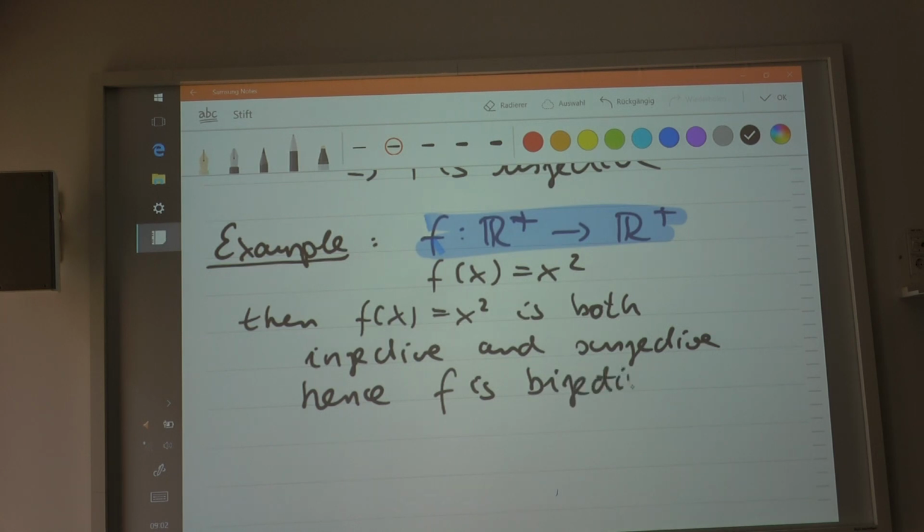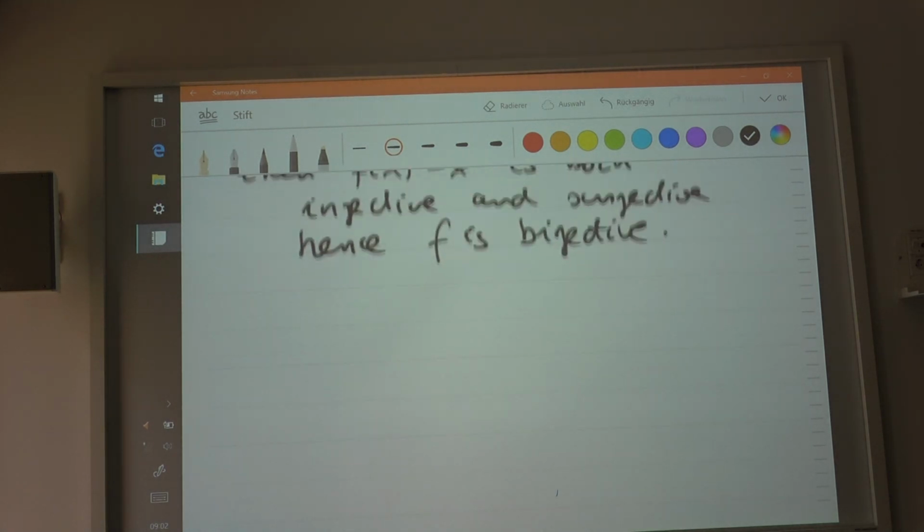Okay. So again, what does injectivity mean? It means that two different arguments always have two different images. That's the first thing. And second, surjectivity means that there is at least one pre-image for all elements from the set of all images. Okay, there is at least one pre-image. So this is what it is.